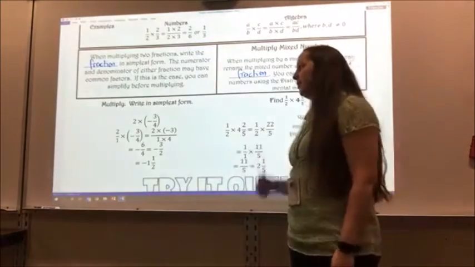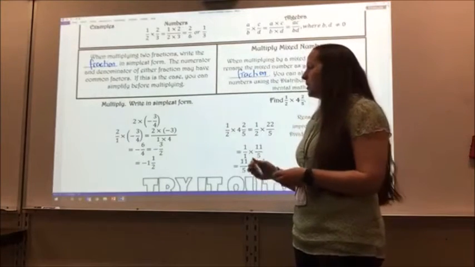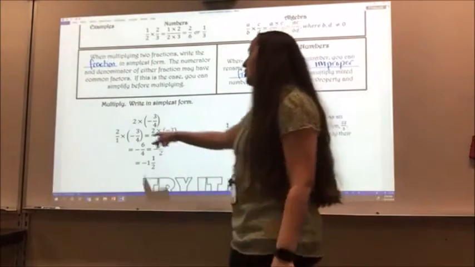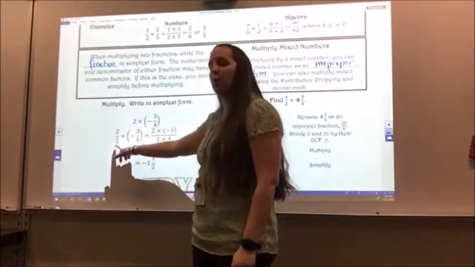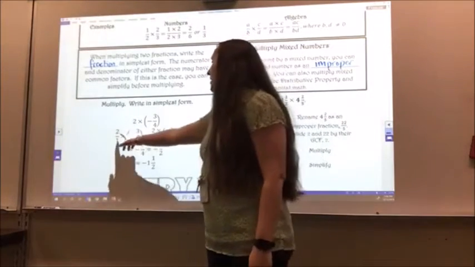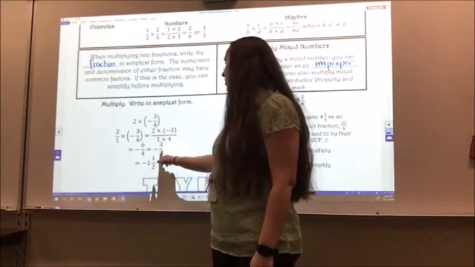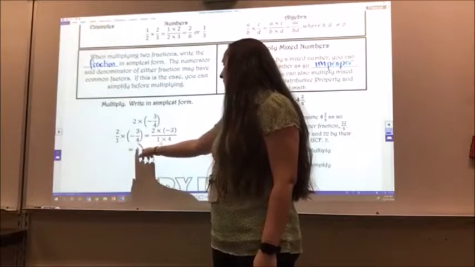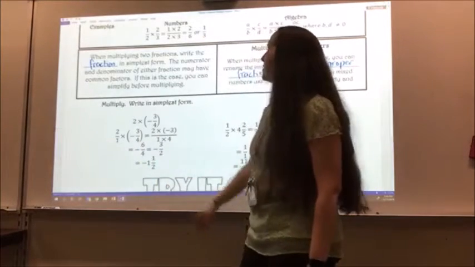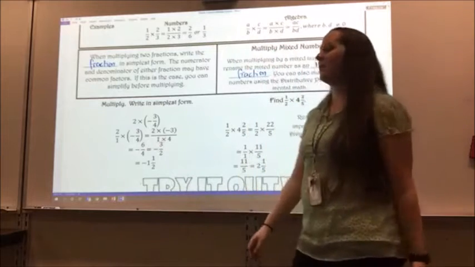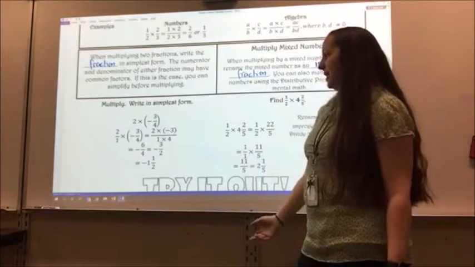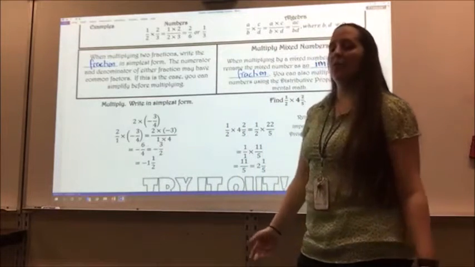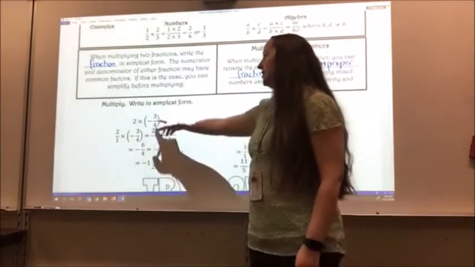My first example, 2 times negative 3/4. So I rename 2 as a fraction, 2 over 1. Okay, then I multiply 2 times 3 gives me 6, and 1 times 4 gives me 4. So I get negative 6/4, and then I can simplify. Dividing both by 2, I get negative 3/2, or negative 1 1/2. Okay, remember there was a negative there.